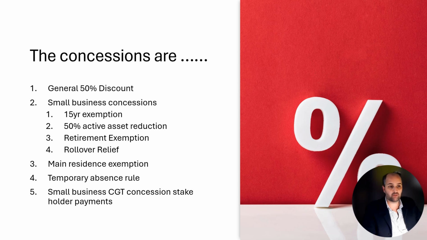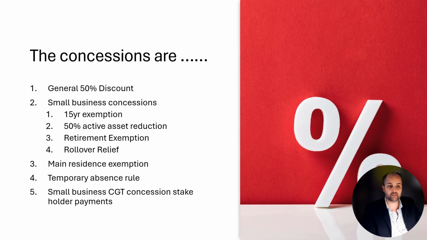The main one that everyone knows is the general 50% discount. That's for individuals, trusts and some super funds. You have to have held the asset over 12 months and the gain is reduced by 50%. So, say you bought it for 50,000 and sold it for 100,000, the gain is 50,000. That is reduced by 50% to 25,000. Companies are a little bit less, falling into the category of 1/3 of the gain.